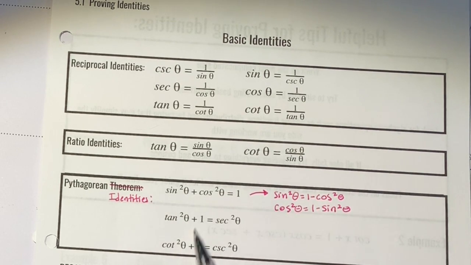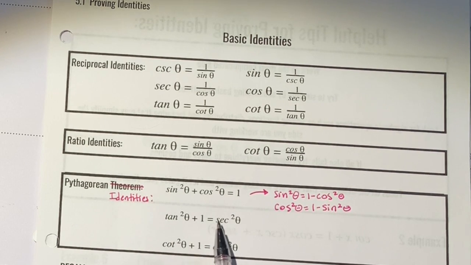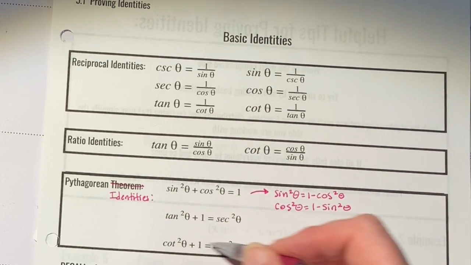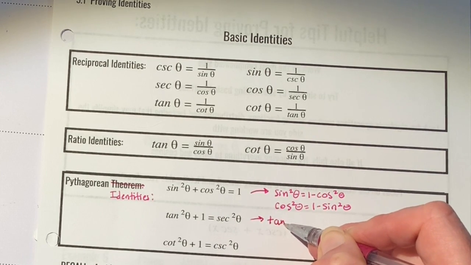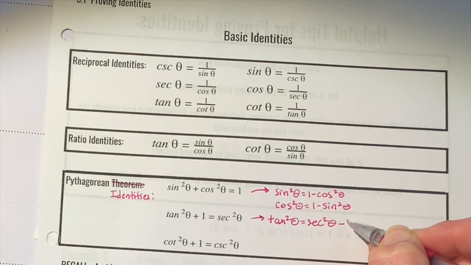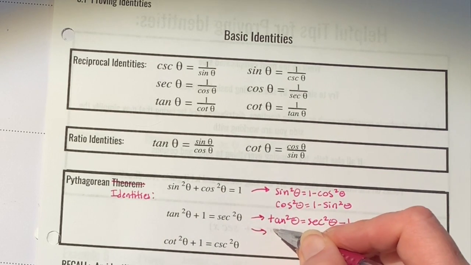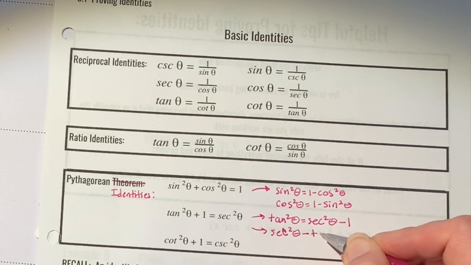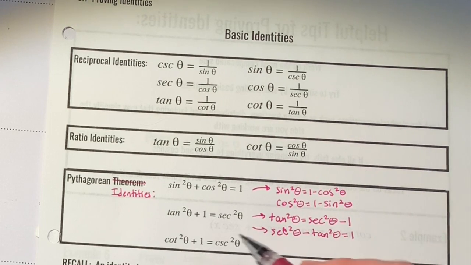The other identities that are considered Pythagorean identities: tangent squared plus 1 equals secant squared, and cotangent squared plus 1 equals cosecant squared. So remember, I can also subtract the 1 over, and this would be the same thing as saying tangent squared theta is equal to secant squared theta minus 1. And I could also subtract the tangent squared over and write this as secant squared theta minus tangent squared theta equals 1.